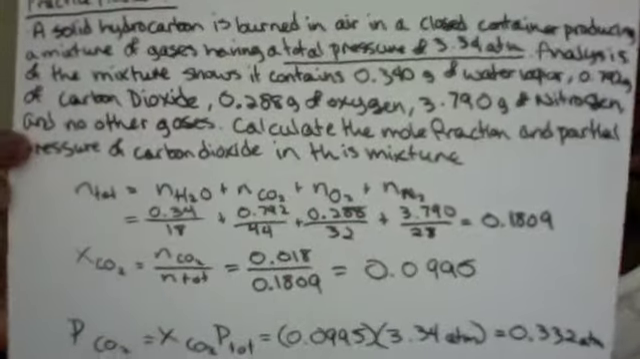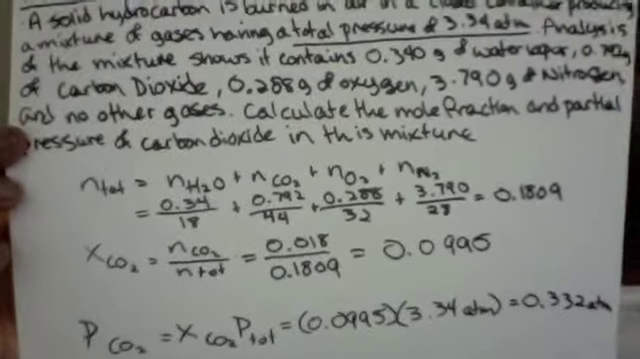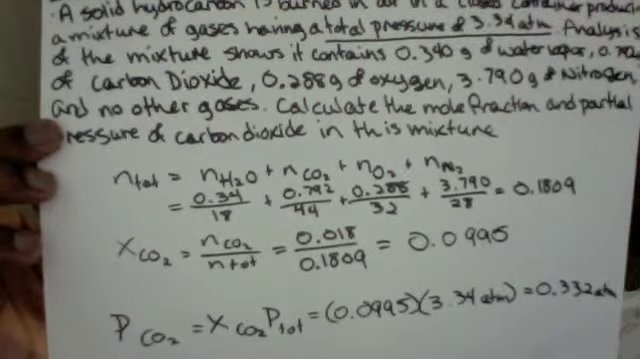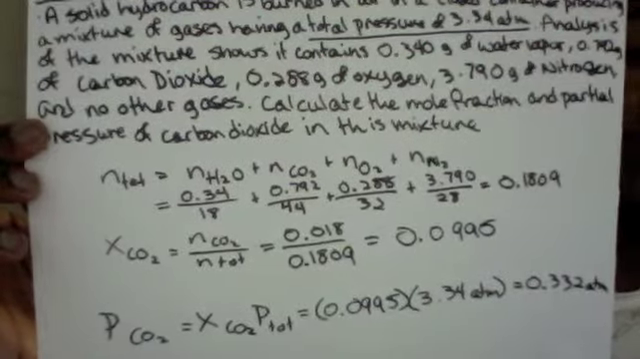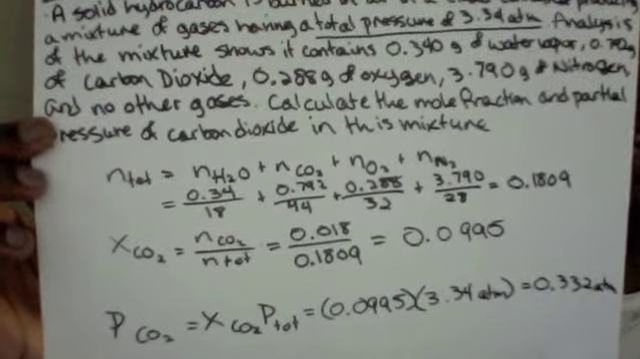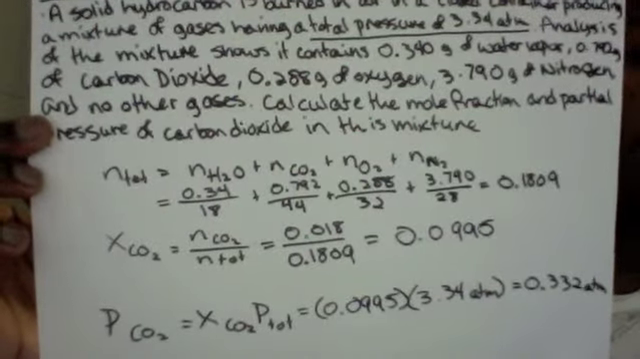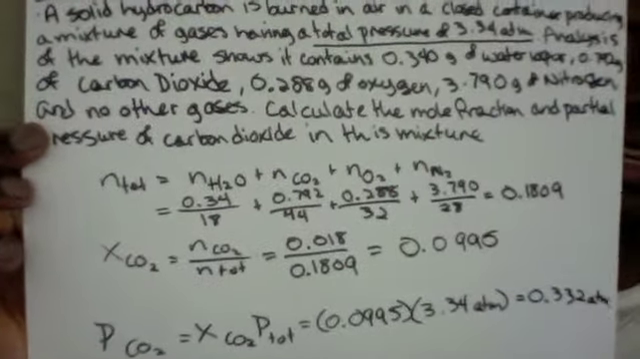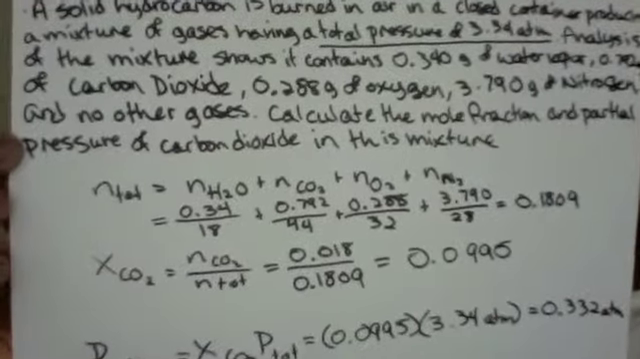Going on to our next practice problem, we're going to be calculating mole fractions and partial pressures. As the question states, a solid hydrocarbon is burned in air in a closed container, and it produces a mixture of gases with a total pressure of 3.34 atmospheres. Analysis of the mixture shows it contains 0.34 grams of water vapor, 0.74 grams of carbon dioxide, 0.288 grams of oxygen, 3.790 grams of nitrogen, and no other gases. The question asks us to calculate the mole fraction and partial pressure of carbon dioxide in this mixture.